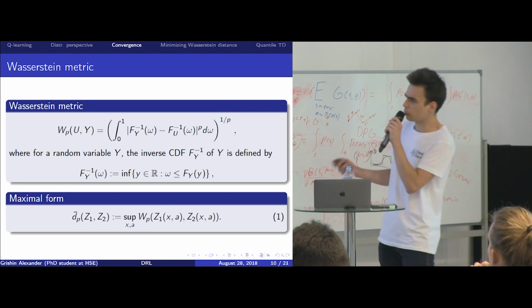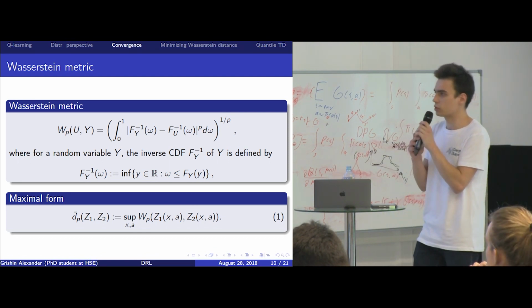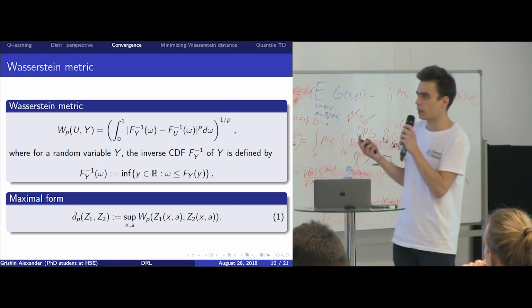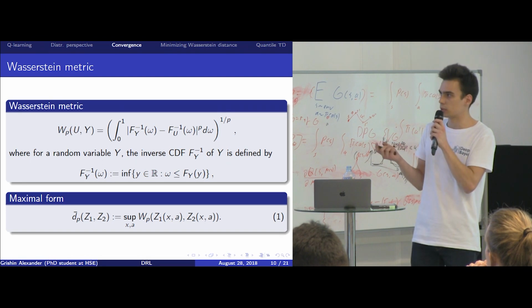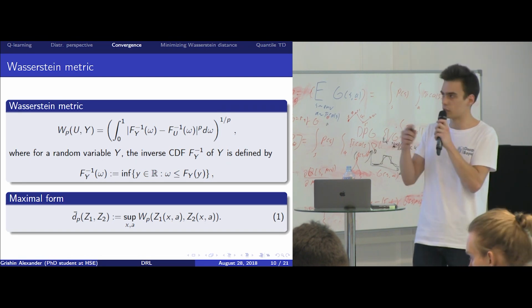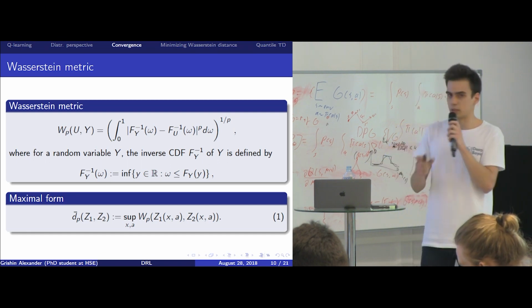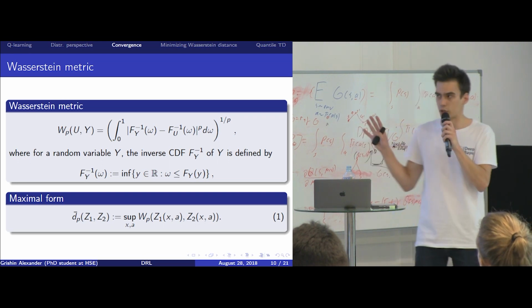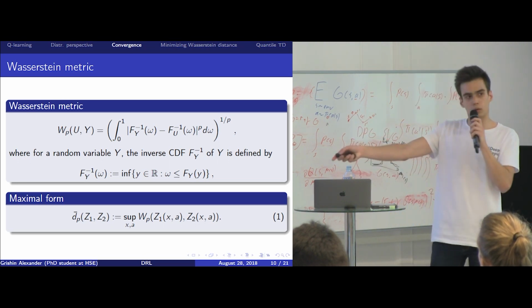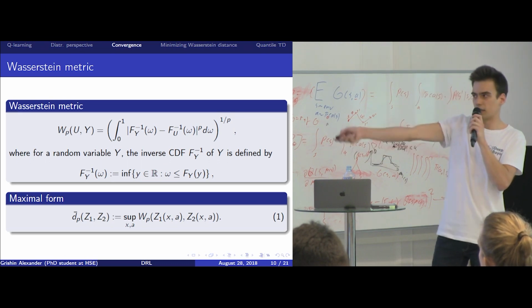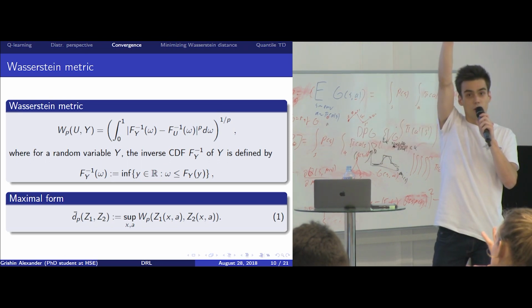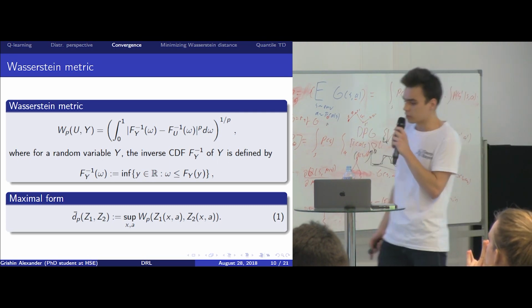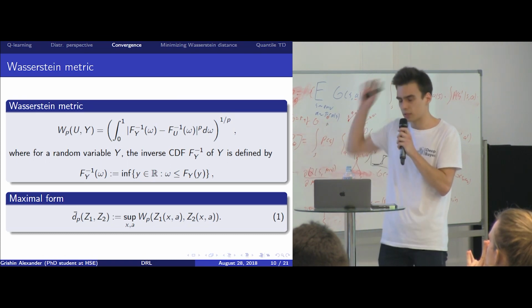Okay, in reinforcement learning, we will use the maximal form of this metric. So if we have two value distributions, we will take each state-action pair, compute the Wasserstein distance, and then take the maximum over all state-action pairs. Is it clear? Is it clear to somebody? Okay, it's okay. So we establish a probability metric between the probability distributions.